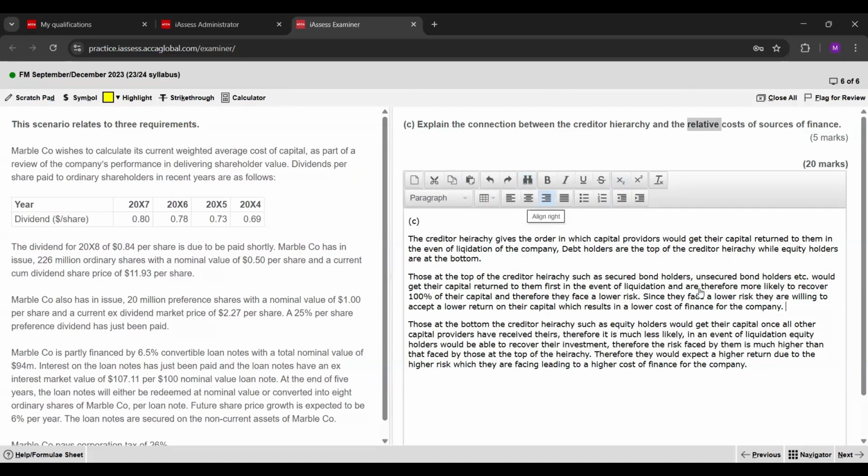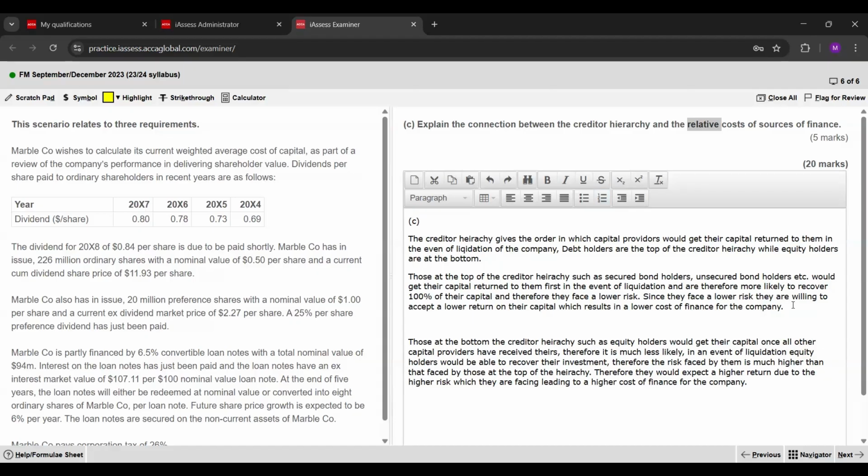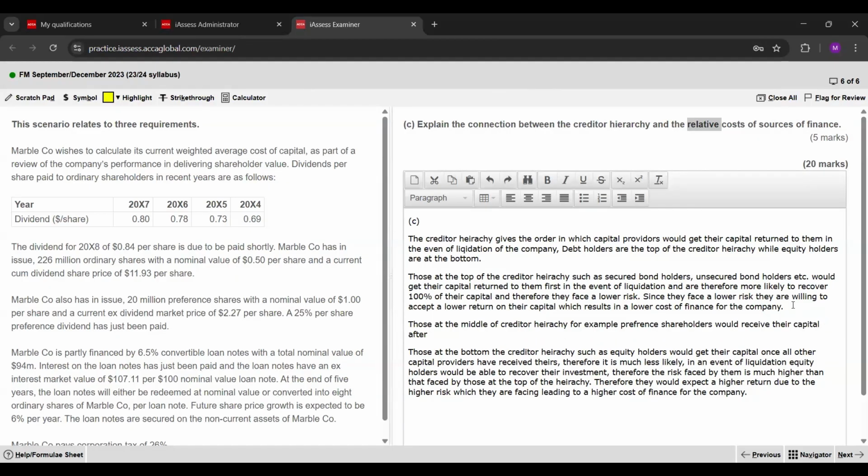5 marks. Is it enough? I don't think it's enough. Shall we talk about preference shareholders also? Those at the middle of the creditor hierarchy, for example, preference shareholders, could receive their capital after debt holders, but before equity holders.